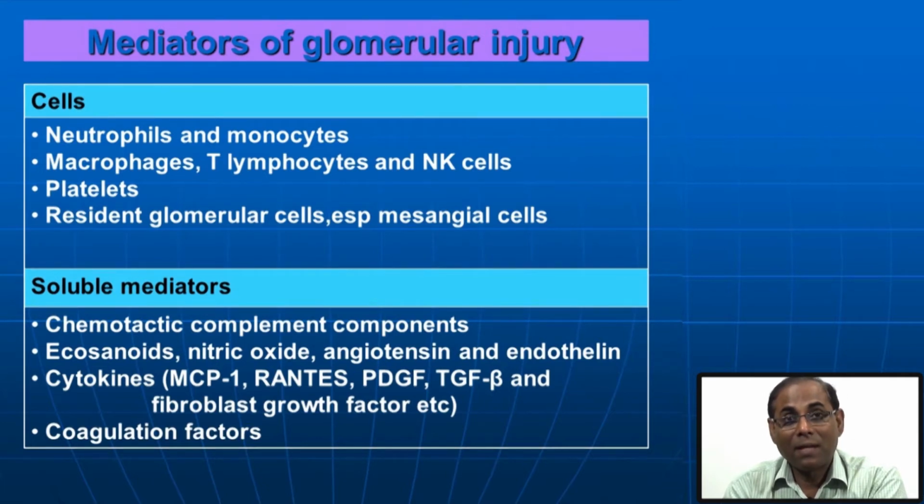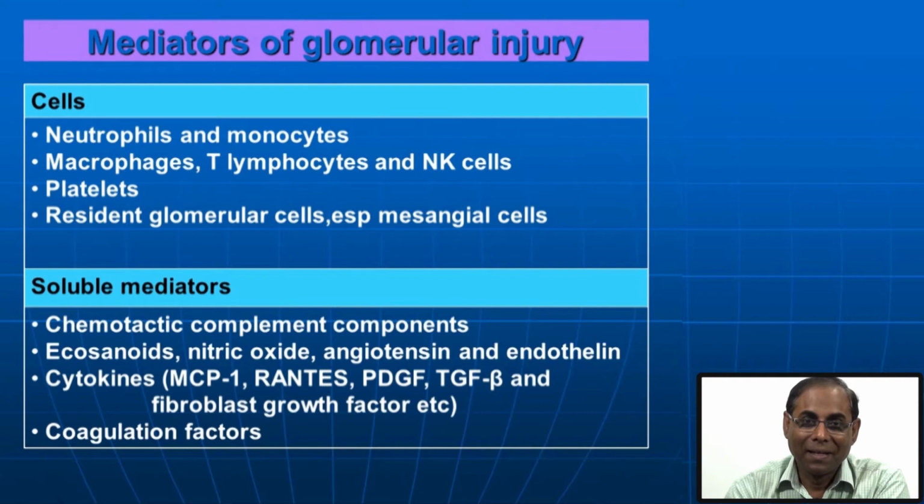There are several cytokines which cause glomerular injury: MCP1, RANTES, PDGF, TGF beta, and fibroblast growth factor. In fact, many of them are pro-inflammatory, many of them are pro-healing. The pro-healing causes fibrosis. Now, as we have seen, if there is fibrosis in the glomerulus, it cannot be reversed back. So if there is TGF beta upregulation, it can cause more fibrosis in the glomeruli, and that obviously causes glomerular injury. It will fail to reverse back to the normal glomerular structure and function.